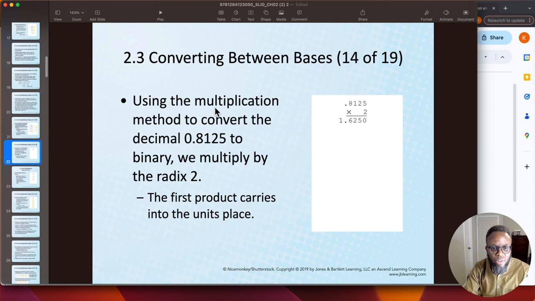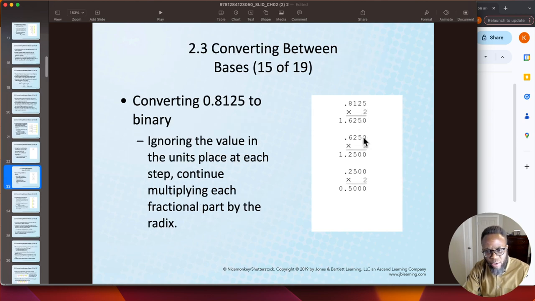Now using that, so this is another way. You use the multiplication method to convert the number 0.8125 to binary. We'll multiply this by 2. Let's see, what does this do? Okay. We multiply that by 2, we get this. Then we take this part, after the decimal, multiply it by 2, we get this. And then we take this part and multiply it by 2. And if you notice, we keep dropping the portion of the number that is before the decimal point.